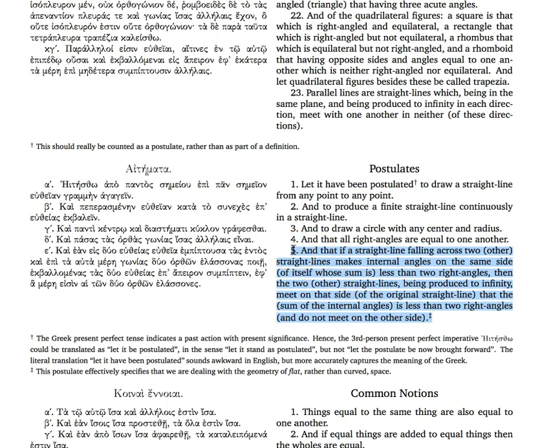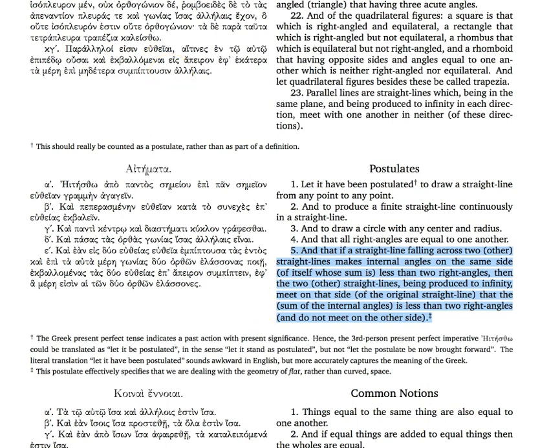And that if a straight line falling across two other straight lines makes internal angles on the same side of itself whose sum is less than two right angles, then the two other straight lines being produced to infinity meet on that side of the original straight line, that the sum of the internal angles is less than the two right angles and do not meet on the other side. So, yes, you're right. That is extremely confusing.